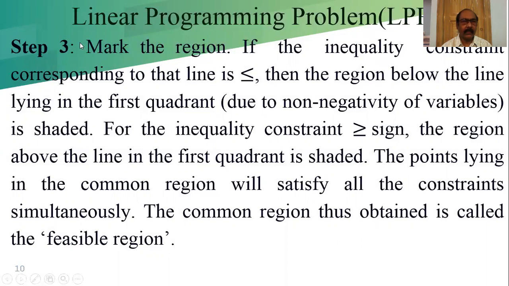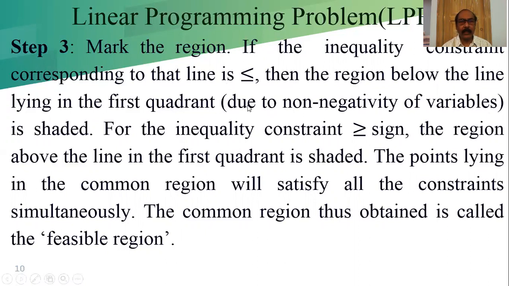Mark the region. So first we have to mark the region. How can we mark the region? We are finding the feasible area, that is the area common to each and every constraint. If the inequality constraint corresponding to the line is less than or equal to, then the region below the line lying in the first quadrant, due to the non-negativity of the variables. We are considering the first quadrant because x and y are both non-negative, that is, greater than or equal to 0.